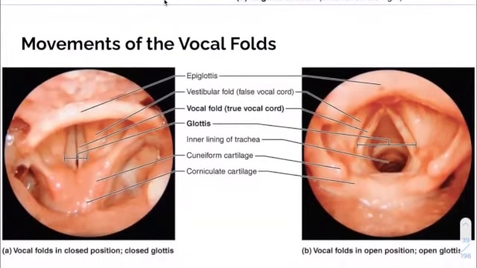So here's where they send a scope down somebody's throat. You see that epiglottis at the top. You see the vestibular fold, or that false vocal cord. You see the vocal fold, which is that true vocal fold, and that whole opening is called the glottis.